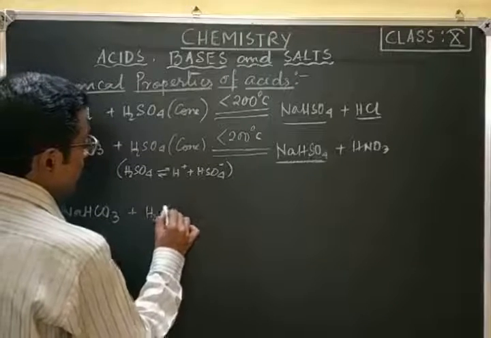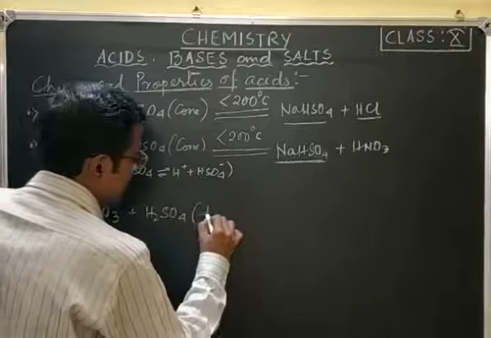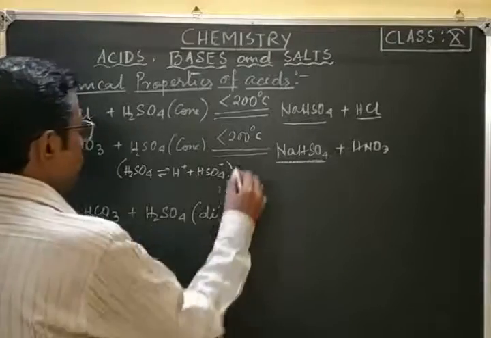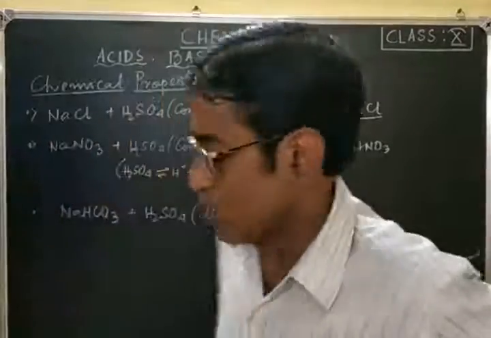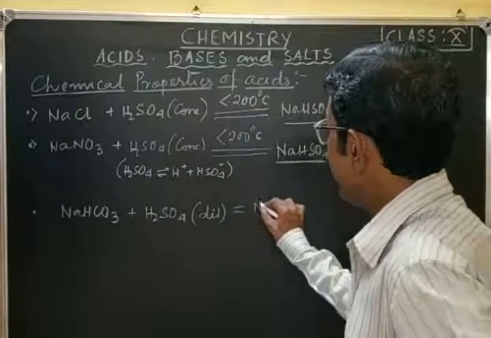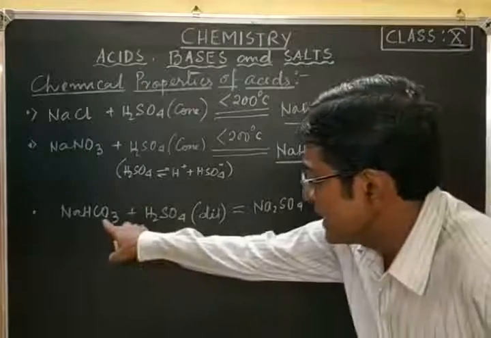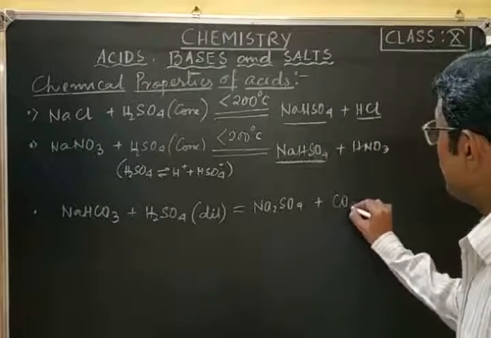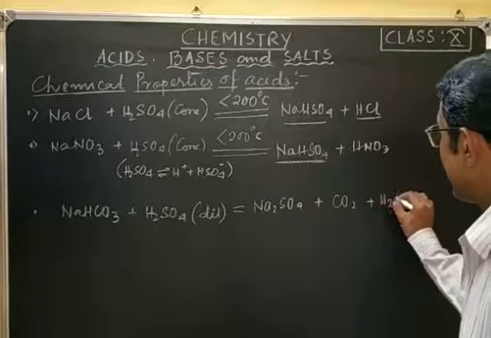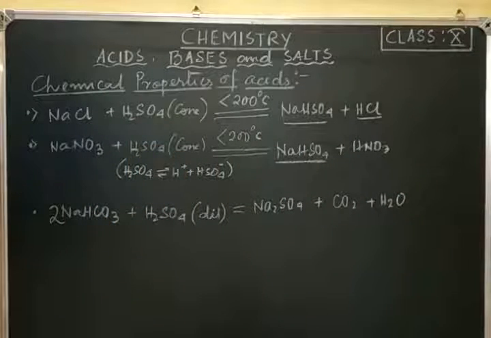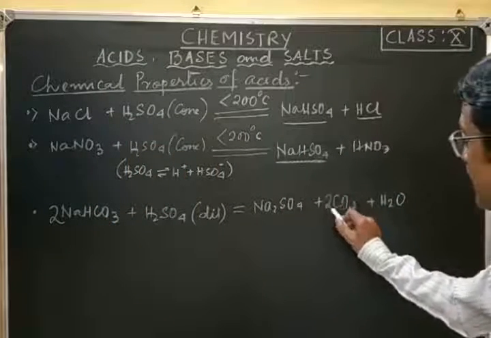This is something you should remember. Here I will be taking dilute sulfuric acid, and the product we will obtain is sodium sulfate, Na2SO4, plus, for this carbonate, they will produce carbon dioxide and water. You can balance it like this: put a 2 here. You know how to balance it easily. So this will be 2 and this will be 2.